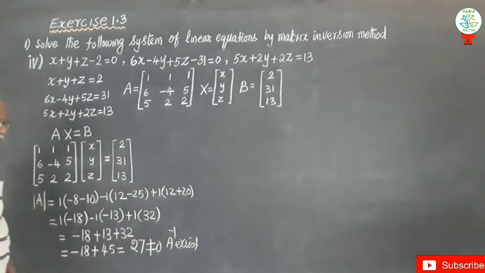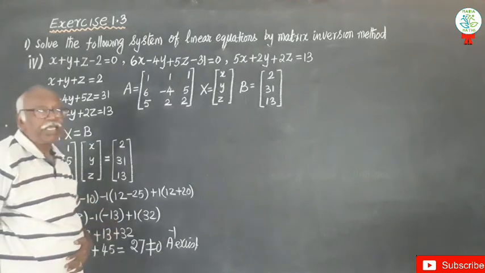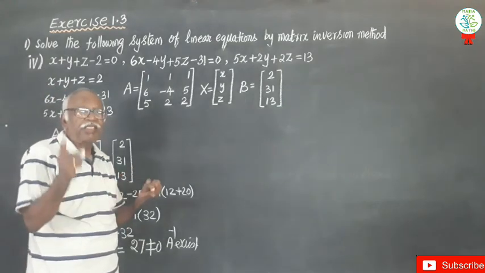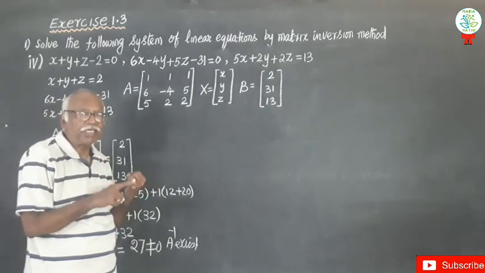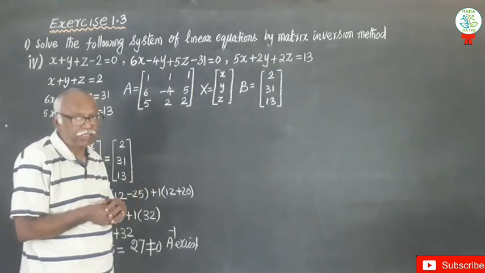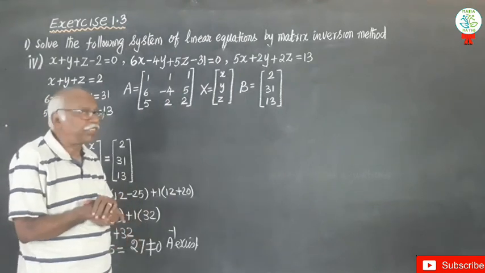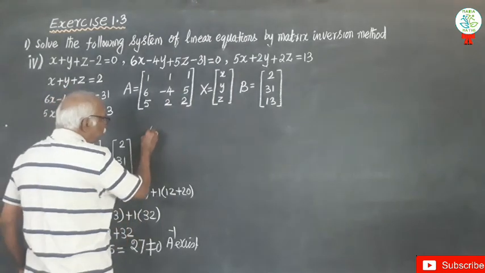Now we have to find A inverse. To find A inverse, we have to find the cofactor matrix, then the adjoint matrix. The adjoint matrix is the transpose of the cofactor matrix. Then A inverse is equal to 1 by determinant A into adjoint A. First the cofactor matrix.